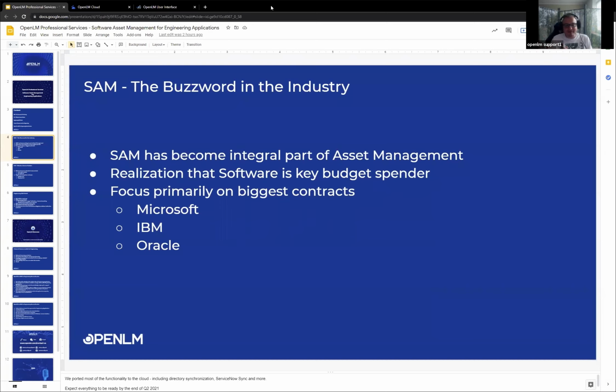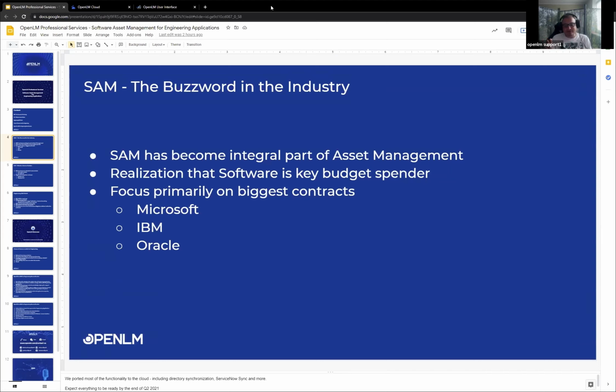And I know that several years in the past, the hardware was being viewed as the key spender, as where the money goes as far as the assets go. But in the later years, the software has become an integral part of this as well, because many of the companies realize that software is actually one of the key budget spenders. That's A, and B, software can also be a huge compliance risk, especially if you are not managing it properly.